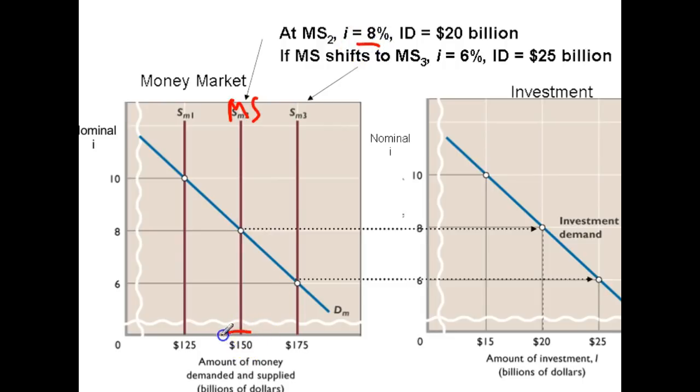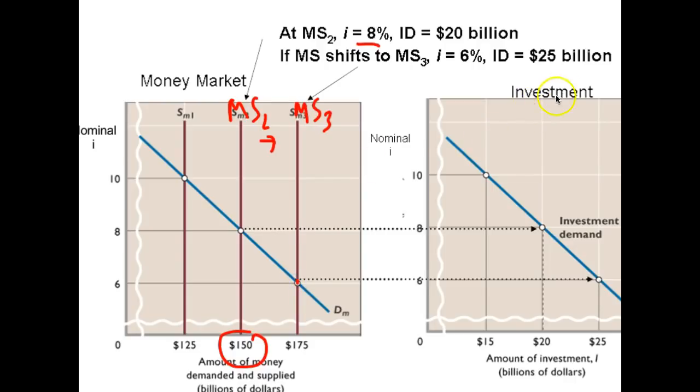We have a money supply of, let's say, $1 billion. That's what it says down here. And if we increase the money supply over here to this one, which is being called MS3 here, this is MS2, the interest rate falls, as we said.